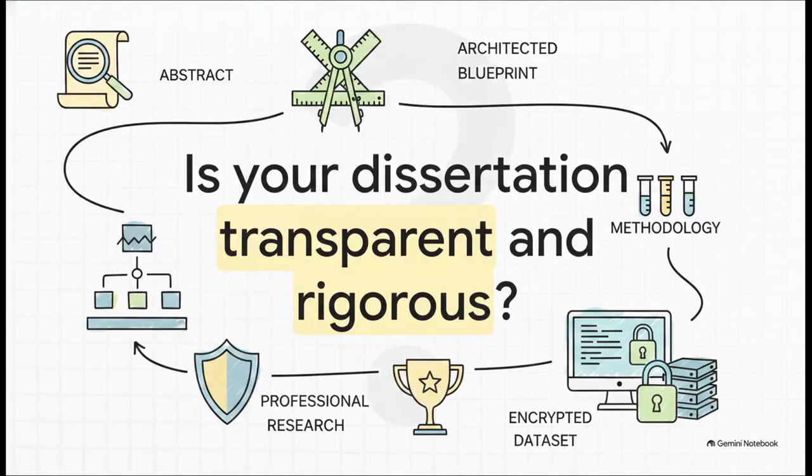So, as we wrap up this explainer, I want to leave you with a challenge. Take a step back and look at your own work in progress. Ask yourself, does your dissertation provide a transparent, methodologically rigorous story from the very first page of the abstract, all the way down to the final encrypted dataset password? Remember, a quantitative dissertation isn't just a bunch of random hurdles you have to jump over. It's a carefully architected blueprint designed to show off your ability to conduct rigorous professional research. Trust the structure, follow the blueprint, and go nail that submission.